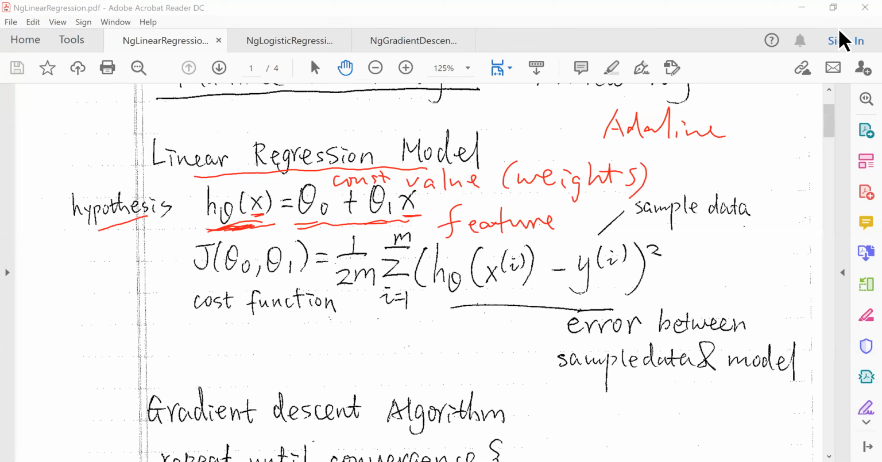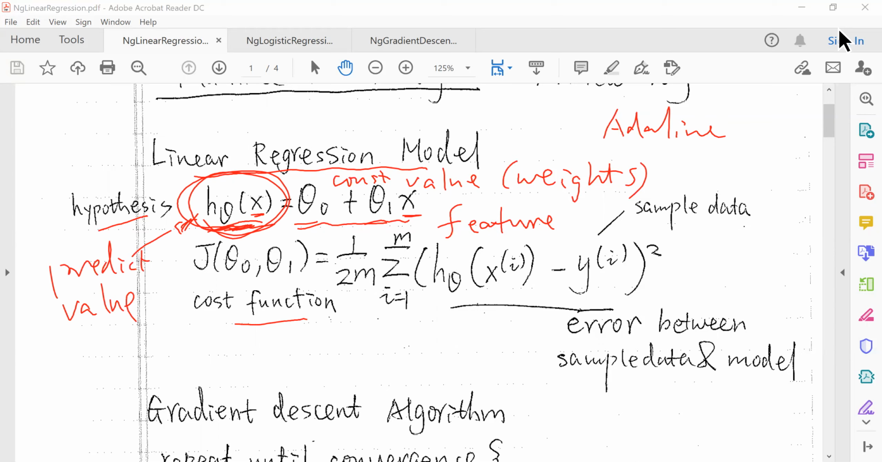So this is also pretty similar to Adaline, but Adaline next uses this to predict which class it belongs to. Here we just stop here. We just predict the value.